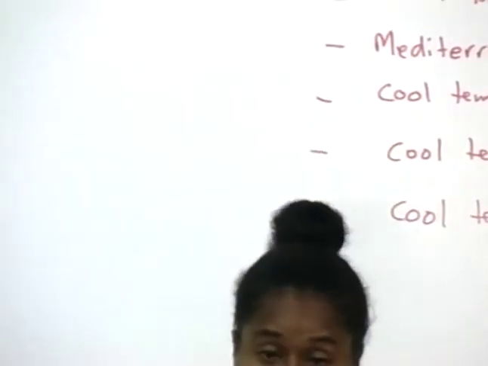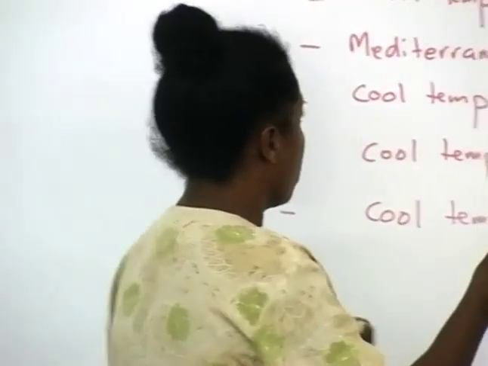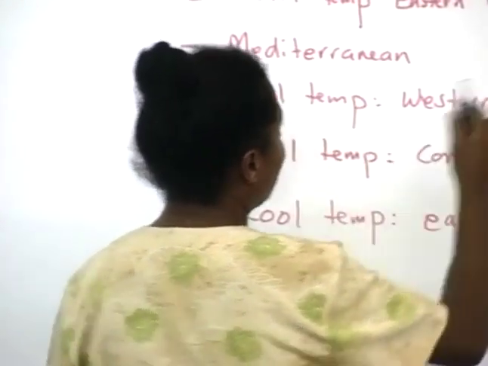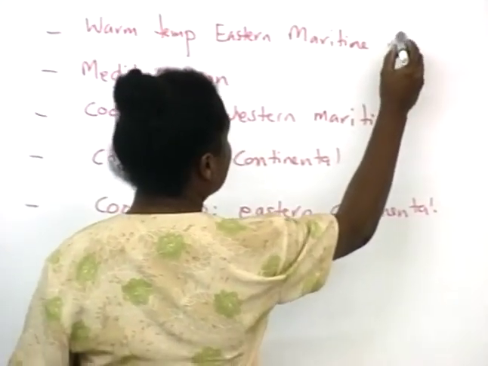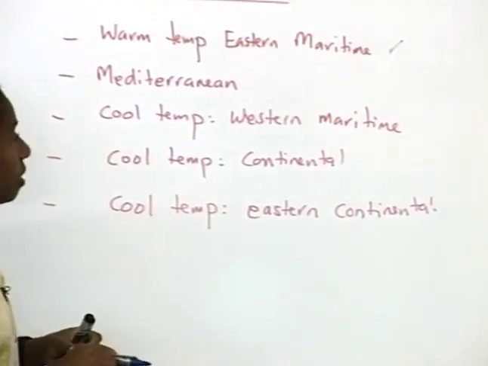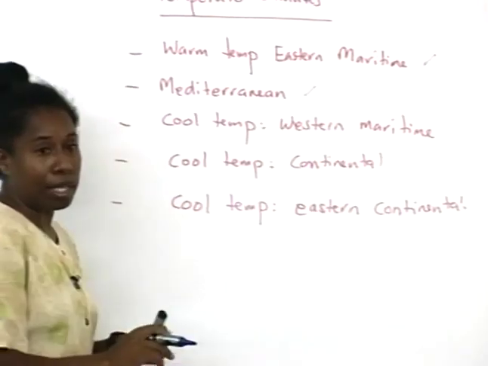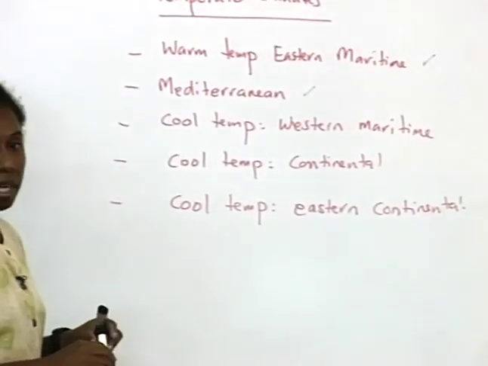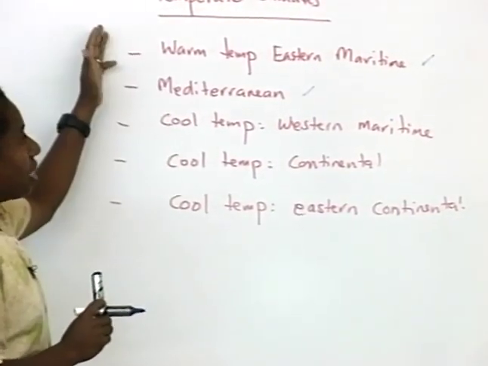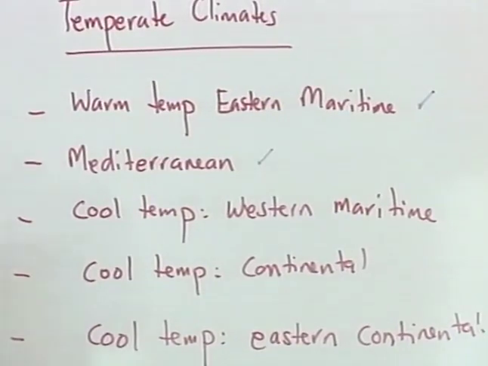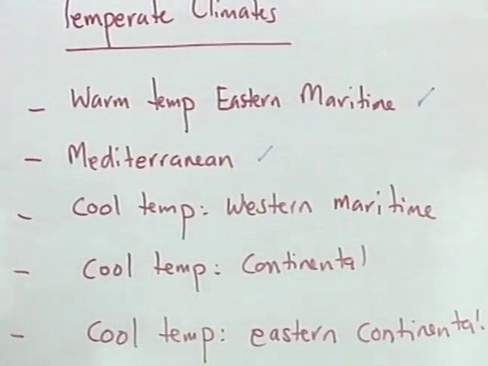For the temperate climates, we have completed information on the warm temperate eastern maritime climate. And we also had time to look at the Mediterranean climate. Those were the two climates in the temperate group that we had time to look at in our last lesson.